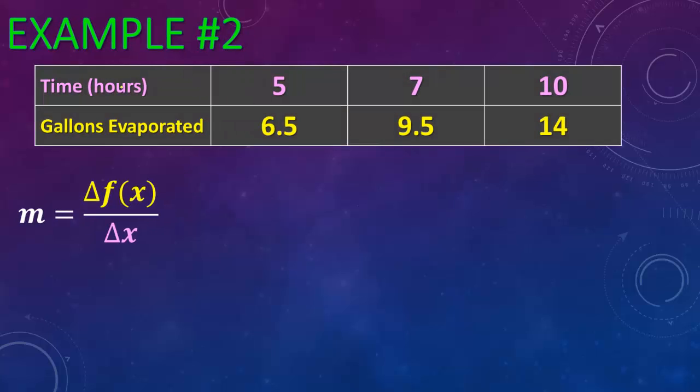So you try one on your own. We've got the same type of problem. We want to find out the rate of change, or the rate at which the gallons are evaporating per hour. So I'm going to pick 14, which means I'll have to pick 10 for my x's. And then 6.5. So we'll have to pick 5.